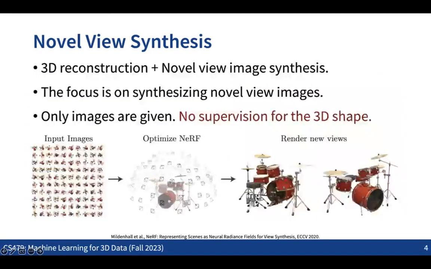For that, we are going to leverage the prediction power of the neural net. This is the setup. We have a set of images, and from that we want to get images from the novel view. We assume that we don't have any ground truth 3D shape, only a set of images from different views. From that, we get a 3D reconstruction, and we also synthesize images from the novel view.